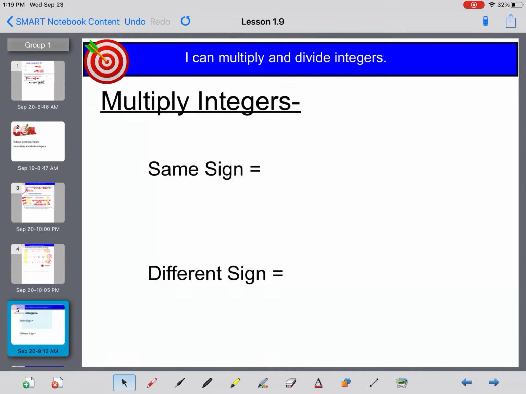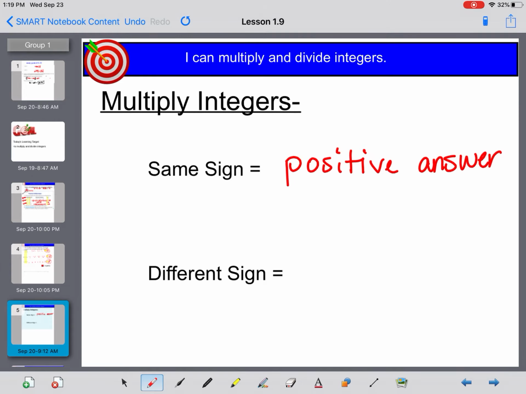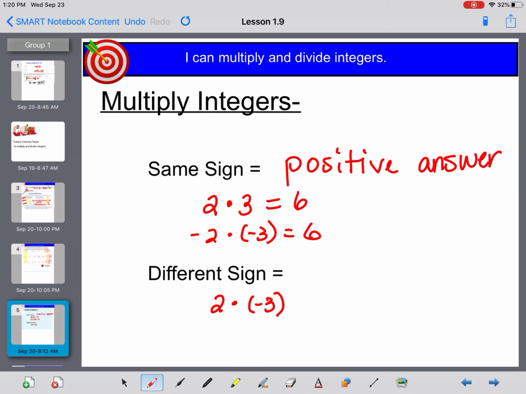If you are multiplying two numbers and they have the exact same sign, we are going to have a positive answer. Okay, try this. 2 times 3, both positive numbers, and I get a positive 6. -2 times -3 is also positive 6. Now, if the signs are different, like the ones we just talked about, 2 times -3, that's two groups of -3. And so my answer is negative.